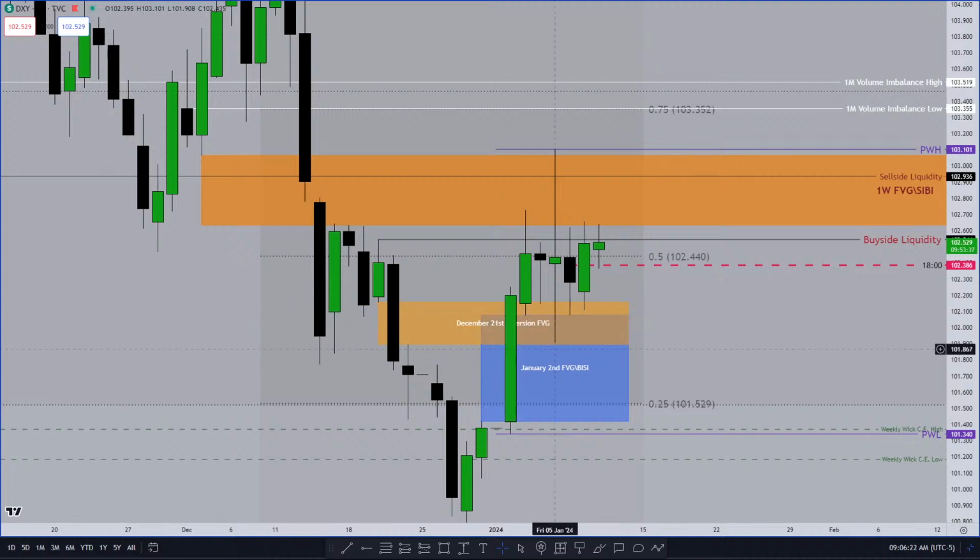So we have sell side below here. We're still trading inside of Friday's range. Anyways, we are still trading inside of Friday's range.